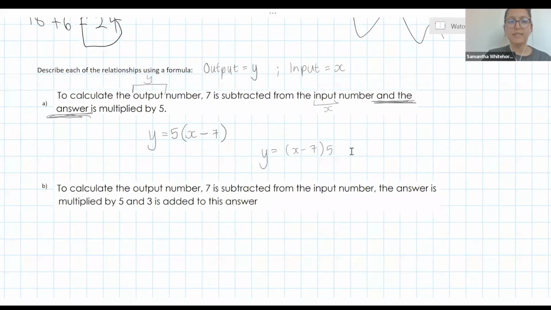Right, so let's have a look at the second one here. I'm going to read it out, and then hopefully someone can raise a hand or pop it in the chat what the equation would be. So to calculate the output number, 7 is, oh no, there's more. 7 is subtracted from the input number. That answer is multiplied by 5, and 3 is then added to this answer. So this looks very similar to the first one we've just done, but now we've got a 3 being added to the answer. So I'll give you a second to think about it. If you want to raise a hand or pop it in the chat, you can put your answer there, and we'll see what equation we get.